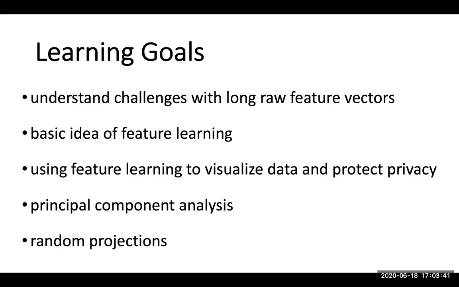Then I will focus on one particular feature learning method, which is called principal component analysis. It turns out that principal component analysis is in some sense an optimal feature learning method when we constrain the learning method to linear maps. Beside principal component analysis, there are also other feature learning methods, and I want to briefly introduce one such method, which is based on random projections. Okay, so this is the agenda for this lecture. Are there any questions at this point?